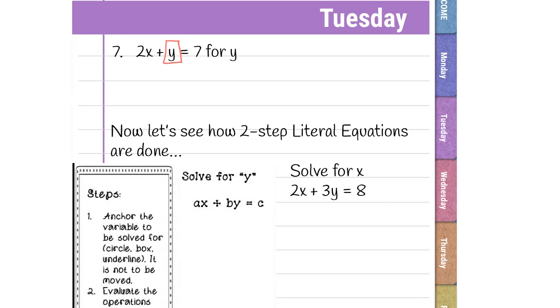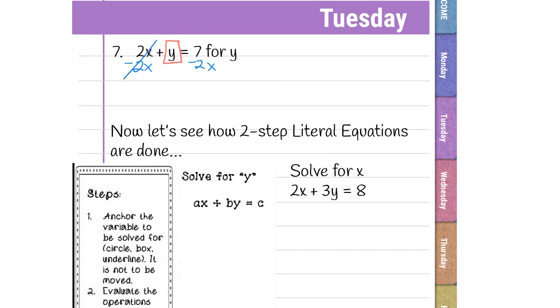So how do I move this 2x to this side? Well, this is a positive 2x. How do I undo anything that's positive or a plus? I do the opposite, which is a minus or a negative. So I'm going to do minus 2x. You have to do it on both sides, okay? What you do to one side, you do to the other side. 2x minus 2x reduces to 0.